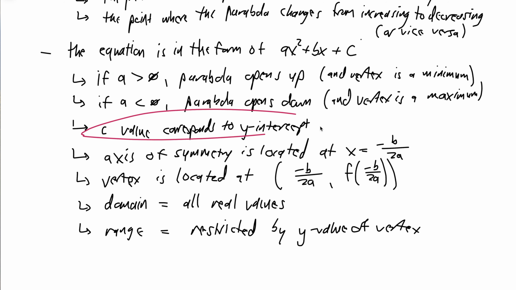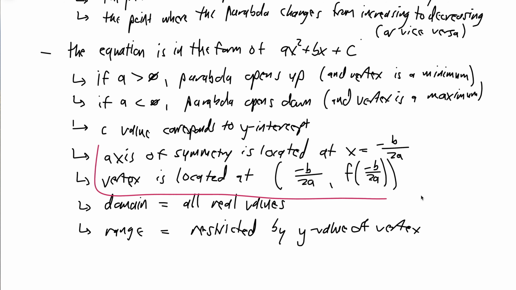The c value would be the y-intercept. That'll come in handy when we start to graph this. The vertex and the axis of symmetry have this relationship of negative b over 2a. So you'll plug in your values, figure out where not only the vertex location is, but you can draw then your axis of symmetry, and then you'll plug in to find where the y value of that is as well.